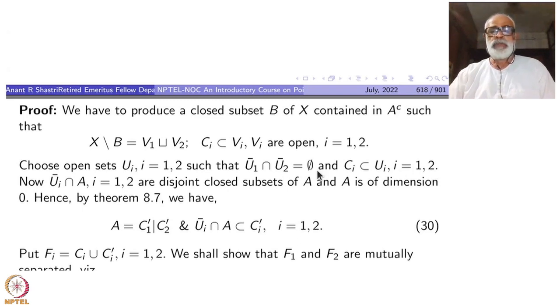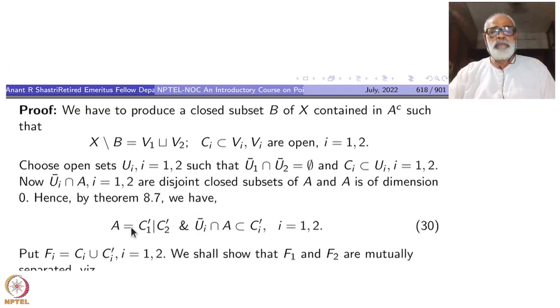Okay, so that's all we are using here. Once you have this U1 and U2, look at their intersection with A. In fact, take Ui bar intersection A. These will be disjoint subsets of A, and A is of dimension 0. So apply the S2 property there.